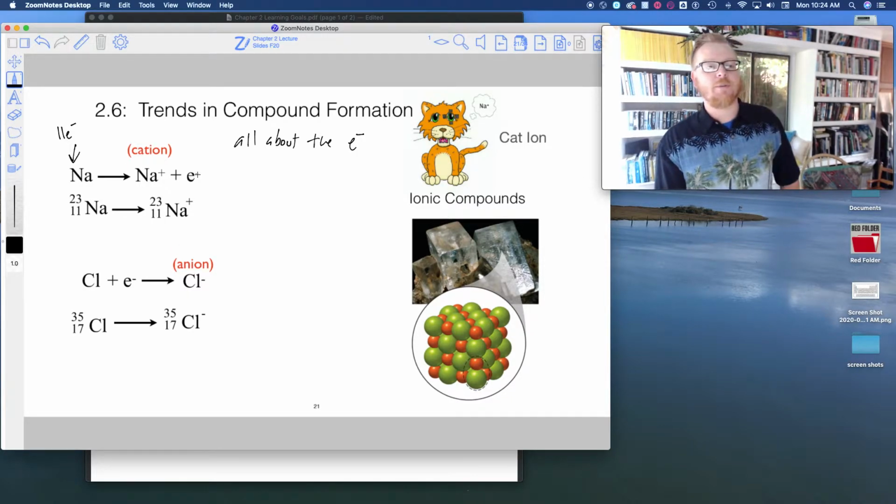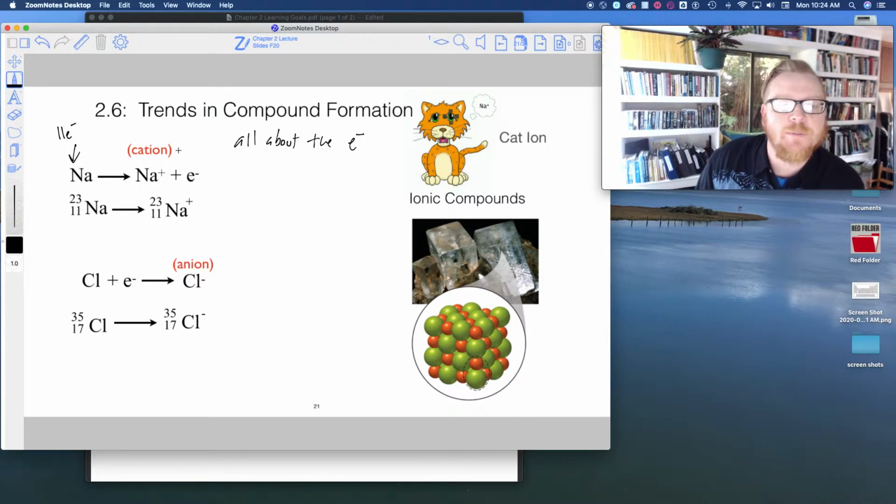So now when sodium loses one of those electrons, it becomes sodium plus. We call that a cation, cation for positive charges. Now this sodium plus cation only has 10 electrons because it lost one. And the reason why it's positively charged is because it still has 11 protons, but now it only has 10 electrons. So if it has 11 protons and 10 electrons, it has to have a positive charge.